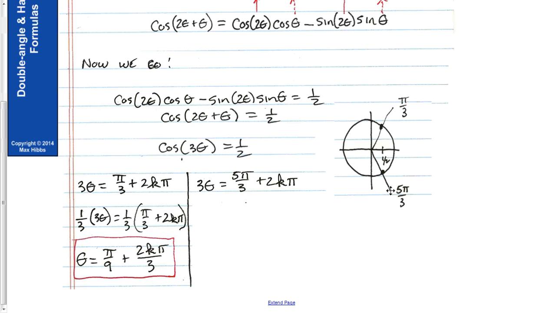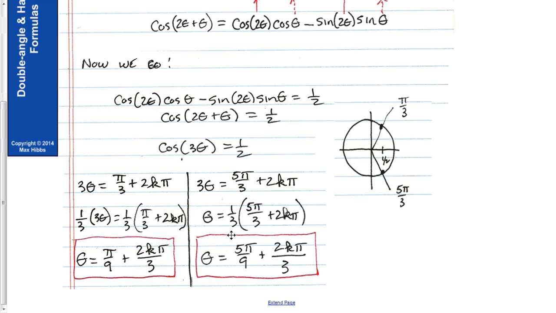And likewise, there's an infinite number of angles that solve the original equation based on an angle that has a terminal side of where 5 pi over 3 is. And I've just gone through that here. Did the same thing, multiplied both sides by 1/3. Of course, I have a theta on the left and 1/3 times the right side. And when I multiply that 1/3 out, I get 5 pi over 9 plus 2k pi over 3. And so here we have formulas that give us all of the solutions to the original equation.